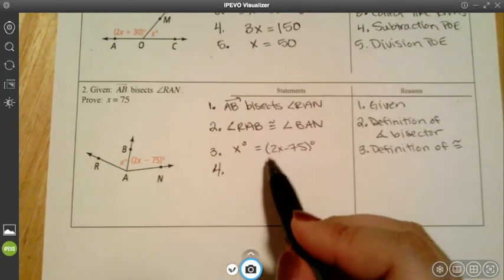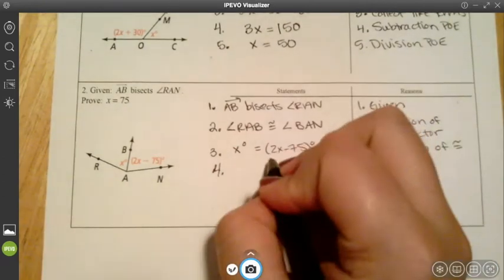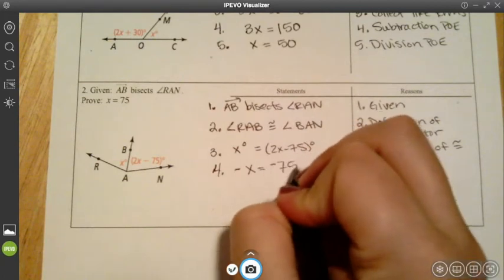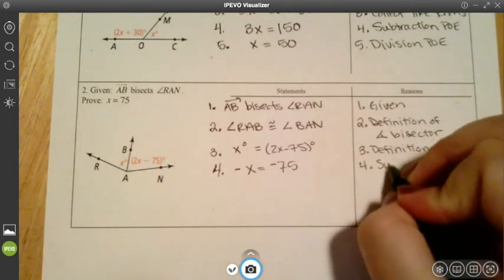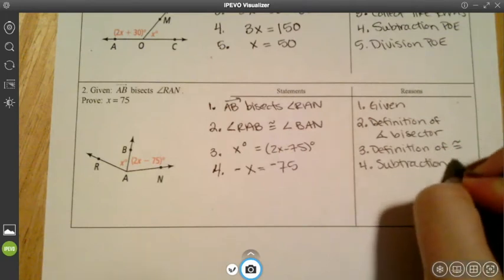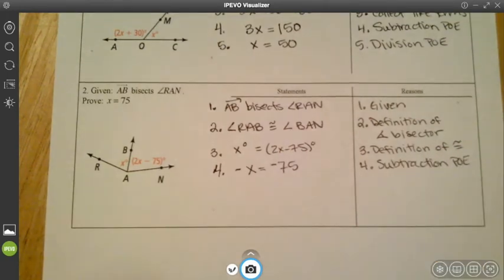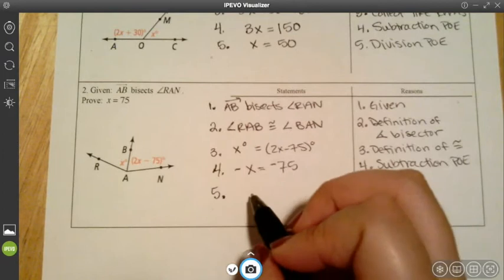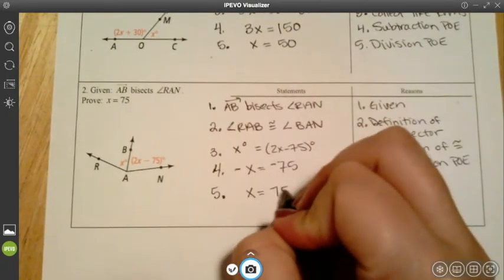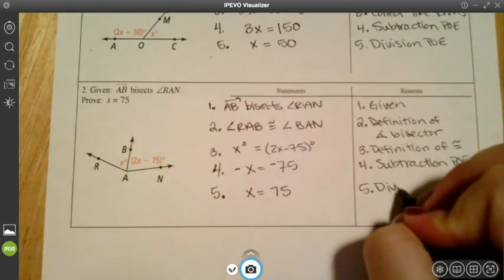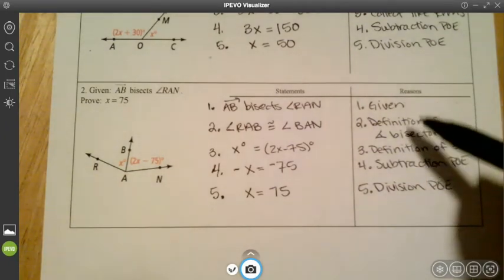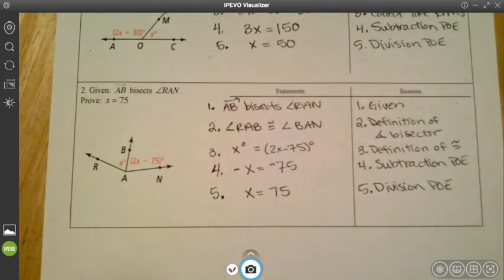So I can subtract 2x from both sides. So minus 2x, we get negative x equals negative 75. And that's by our subtraction property of equality. And then finally, we wanted positive x, we have negative x, so we need to divide by negative 1. X equals 75 by the division property of equality. So the reasons are really just going to be the steps of how do I know what to do next? What is the next step that I'm taking?